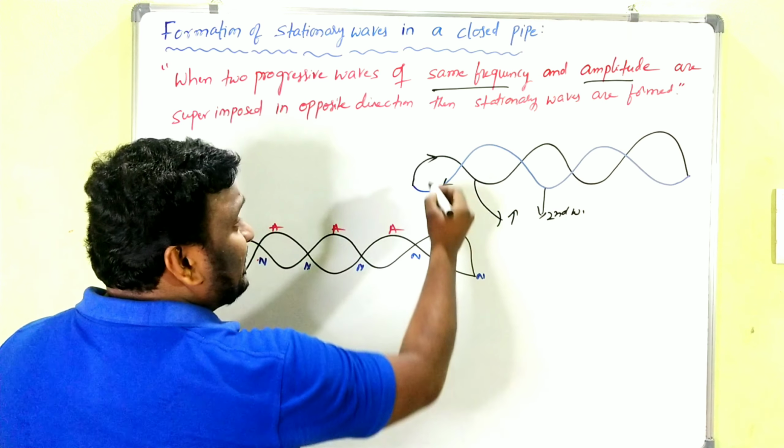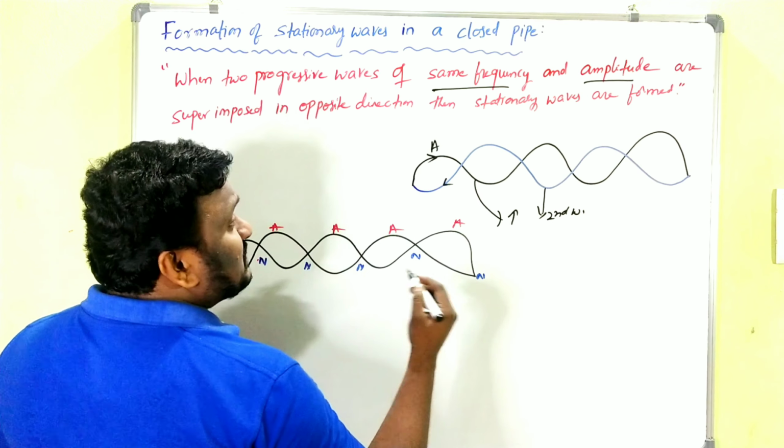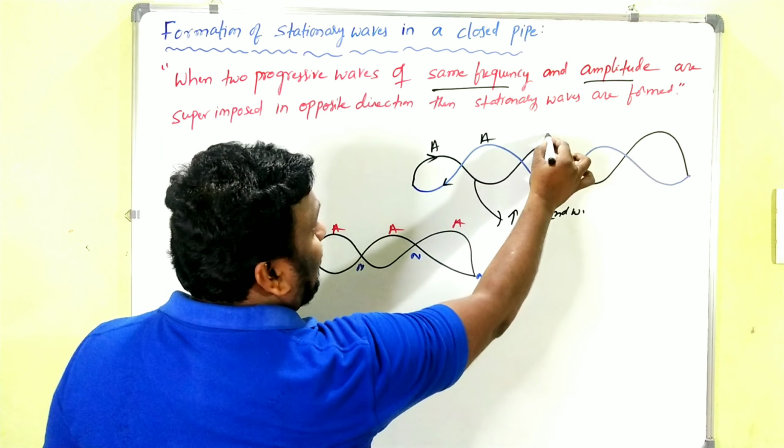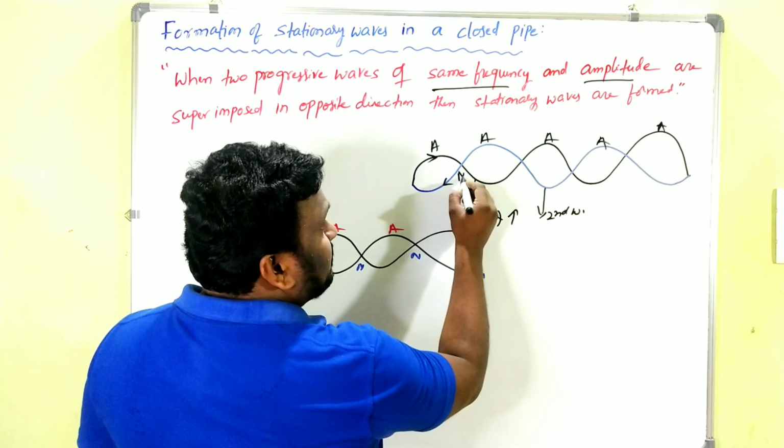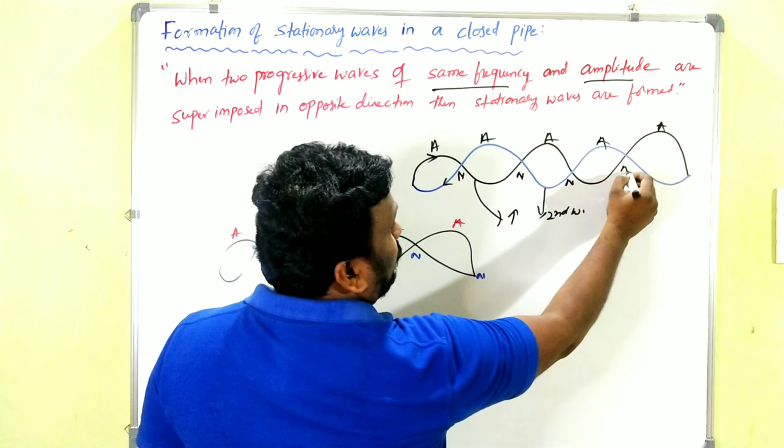And the next thing is, in a stationary wave, the points where the maximum displacement is available are called antinodes, and the points where the displacement is minimum are called nodes.